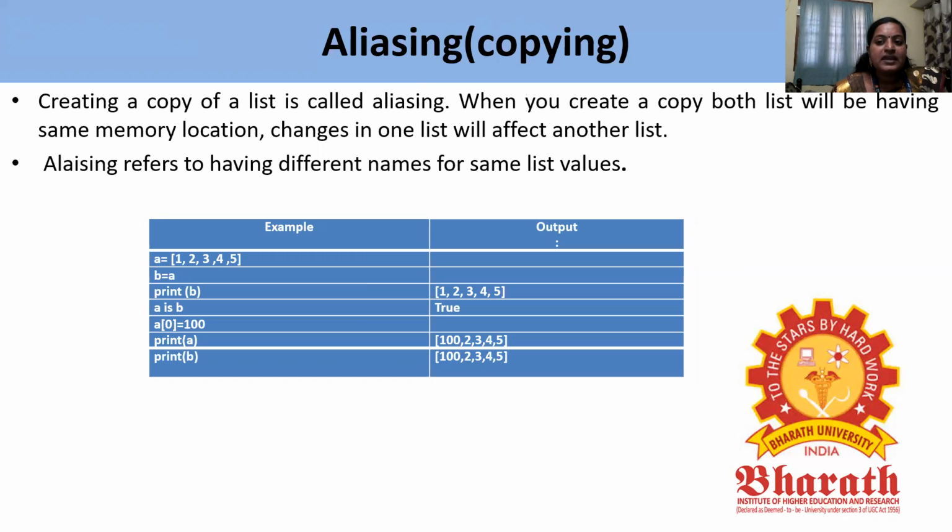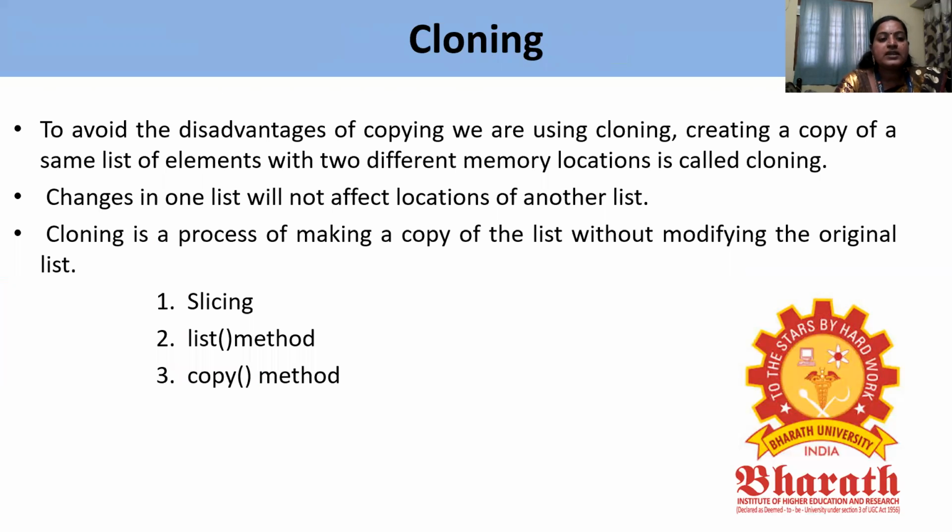If A is B, the condition is true. A of 0 equal to 100 means I am going to change the 0th position value to 100. Already I have 1. That 1 will be changed to 100. That will be affected in B also. So the B value will also change. So to avoid this situation, we have to go for cloning. Okay. To avoid the disadvantage of copying, we use cloning.